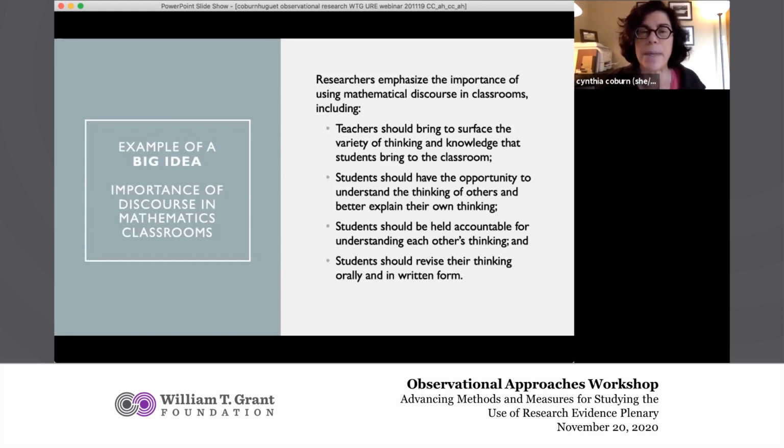Here's an example of a big idea, and this is kind of what the chunk looks like, because there's a real question about how you identify the chunk. In this case, researchers emphasize the importance of using mathematical discourse in the classroom, including that teachers should bring to surface the variety of thinking and knowledge that students bring into the classroom. Students should have the opportunity to understand the thinking of others and better explain their own thinking. Students should be held accountable for understanding each other's thinking, and students should revise their thinking orally and in written form. So that's the chunk.